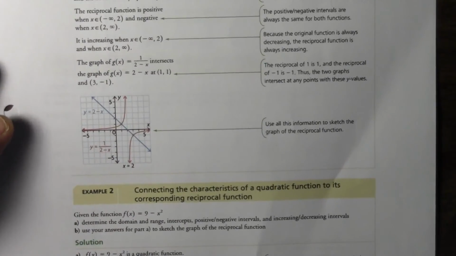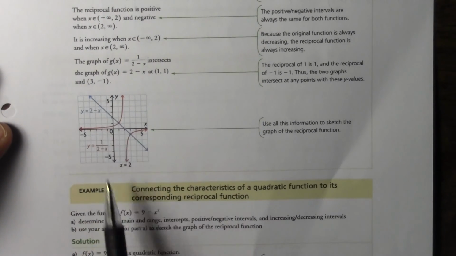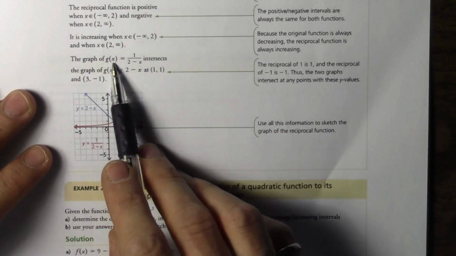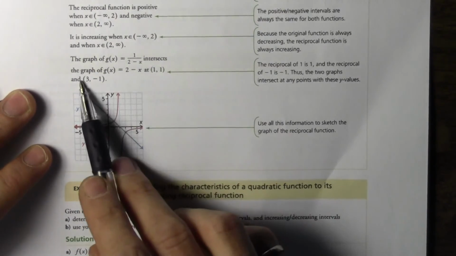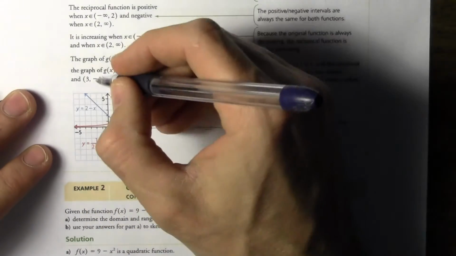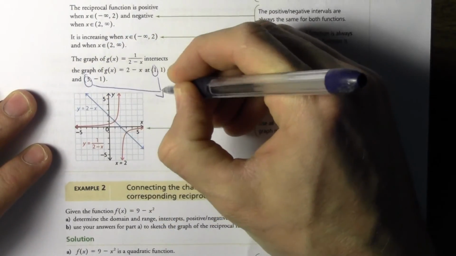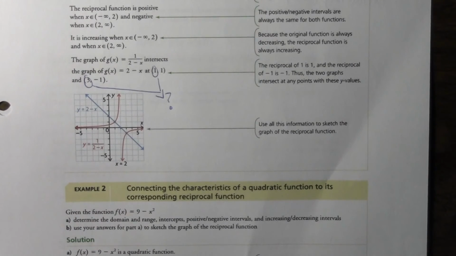There's the graph that I just drew. Don't forget to label it as well. And there's that last part. The graph of g at x intersects the graph of g at x at (1, 1) and (3, -1). How did we get this value here? Okay, how do we get that value? Joseph. Just plug in 1 and -1 into the original equation. Yeah, you got it. Exactly.